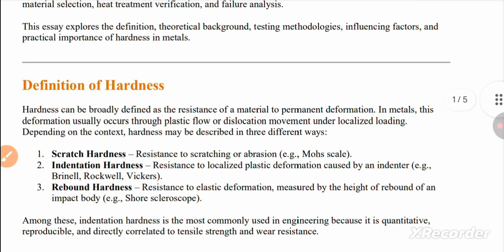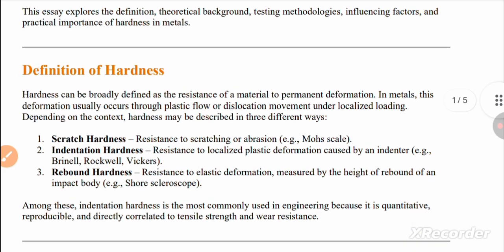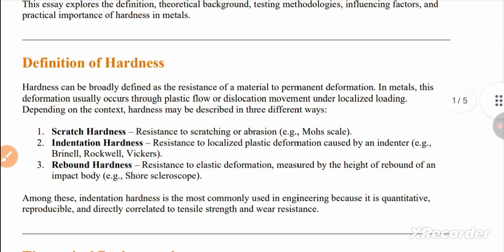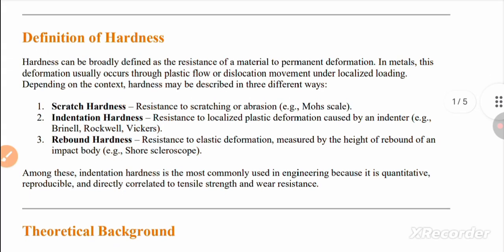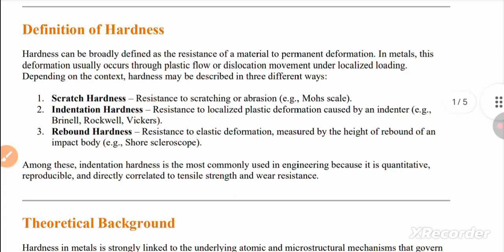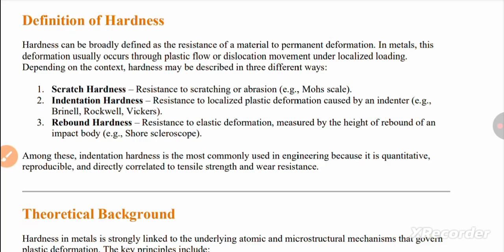Depending on the context, hardness may be described in three different ways. Scratch hardness means resistance to scratching or abrasion. Example is the Mohs scale. Indentation hardness is resistance to localized plastic deformation caused by an indenter. Example: Brinell, Rockwell, or Vickers hardness tester. Rebound hardness is resistance to elastic deformation measured by the height of rebound of an impacted body, like the Shore scleroscope.